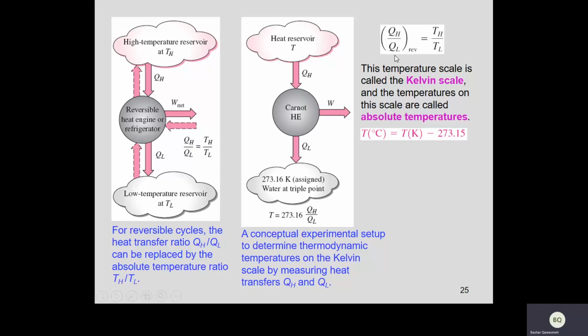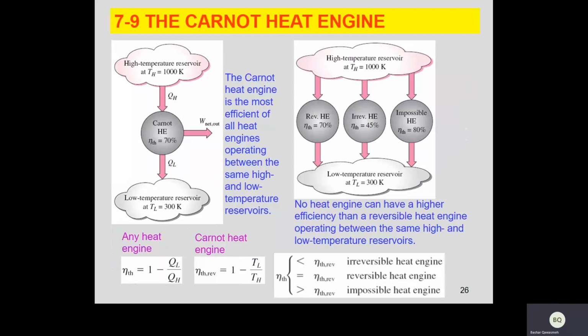So for the reversible cyclic devices, we will always assume that the ratio of the heats is equal to the ratio of their absolute temperatures. The Carnot heat engine.